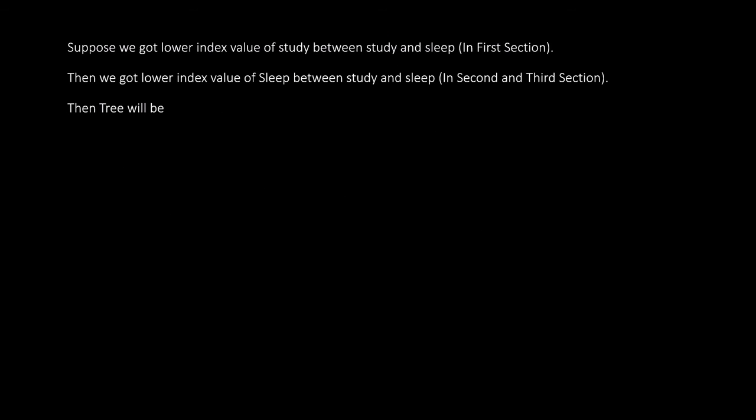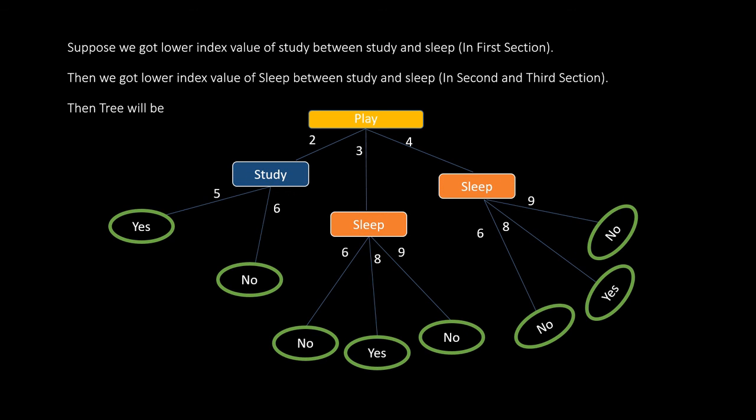Suppose we got a lower index value for study between study and sleep in the first section. Then we got a lower index value for sleep in both the second and third sections. Then the tree will be like this. So this is how we can make a decision tree with the help of Gini indexing.